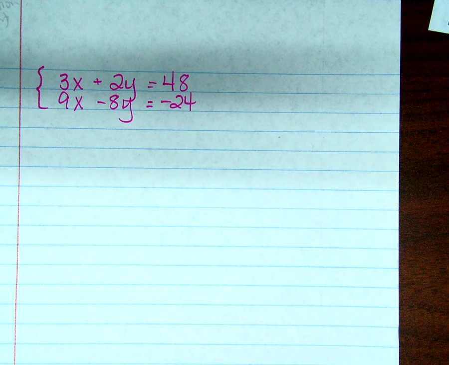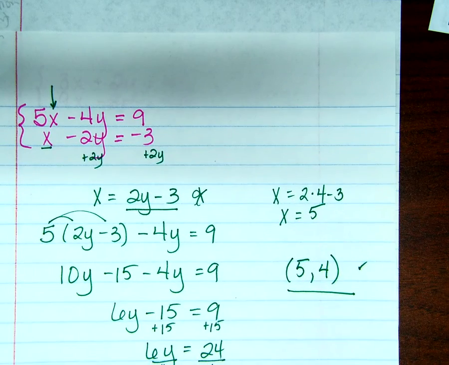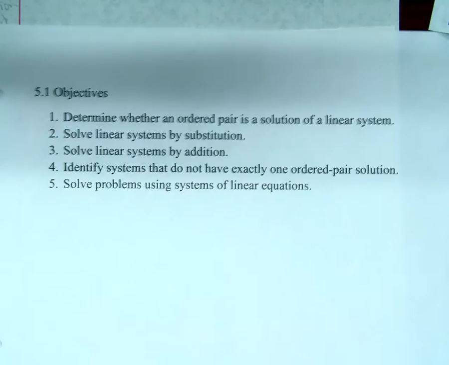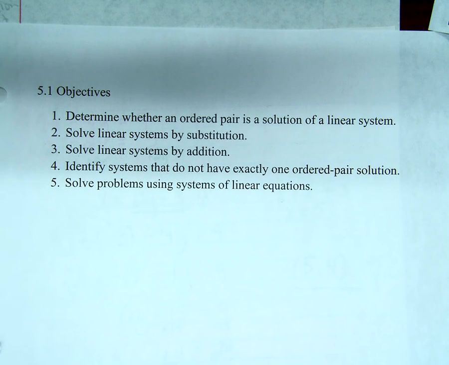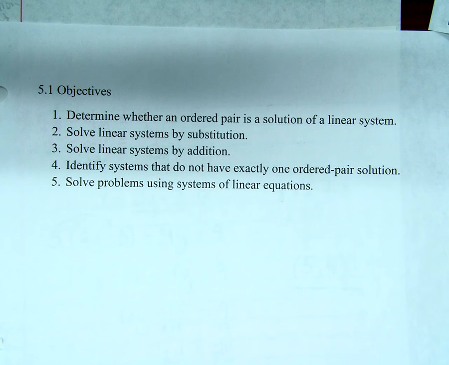Now, we solved this system of equations by substitution, right? Our next objective says solve linear systems by addition. Guys, I never taught you how to do linear systems by addition. I did teach you how to do linear systems by elimination. And that's what this book calls addition. So you do know how to do it. We just haven't called it that before.